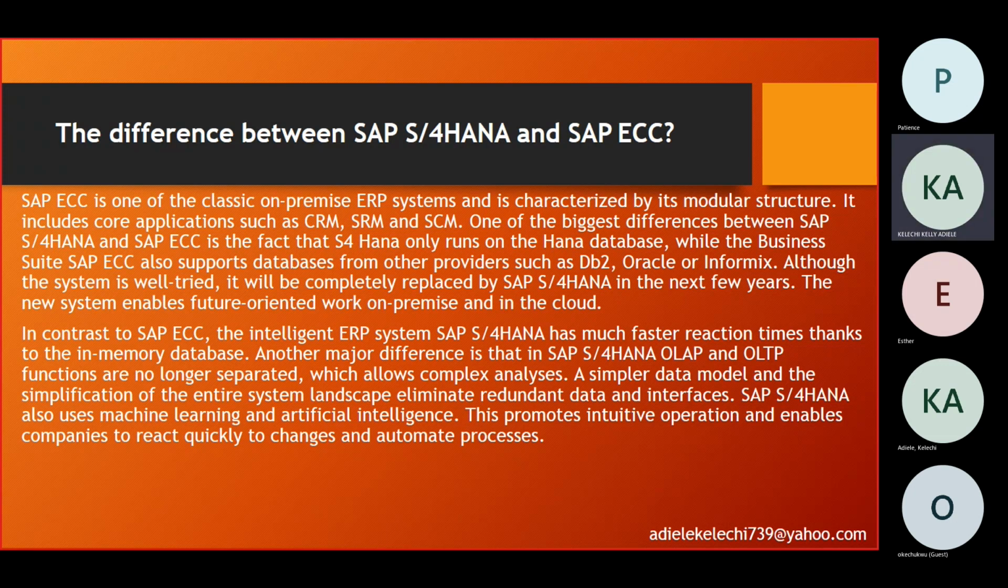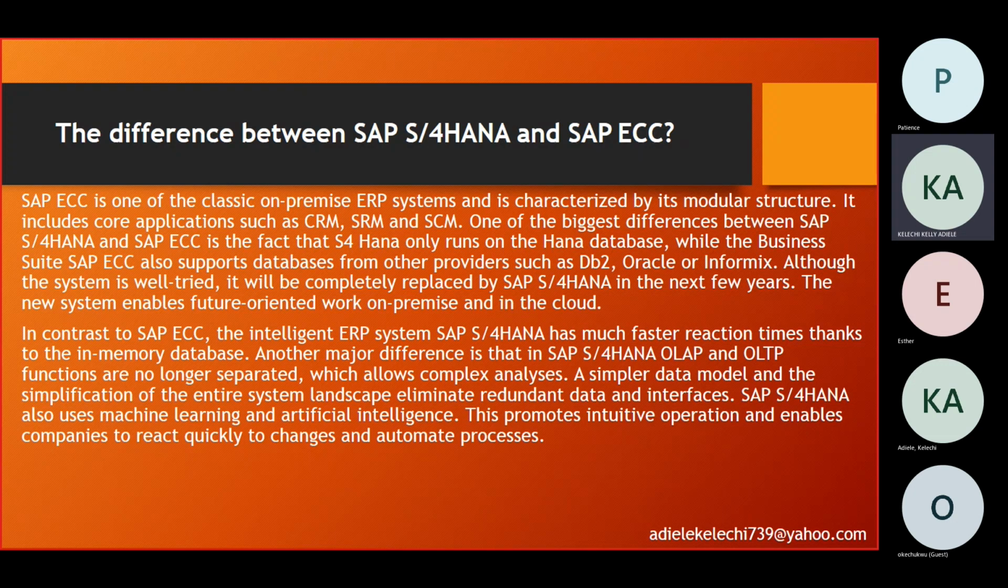Another major difference is the processing, the speed at which S4 processes information. Now, in S4HANA, the online analytical process and the online transaction process, which is OLAP and OLTP, are separated. In ECC they are joined together, but in S4HANA, you separate them. They really exist on their own.